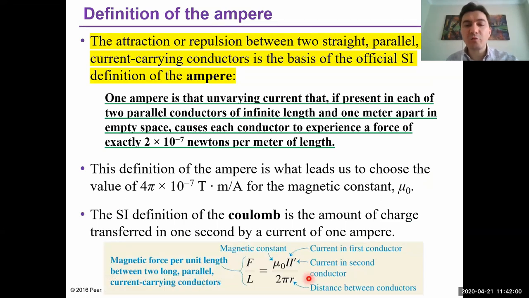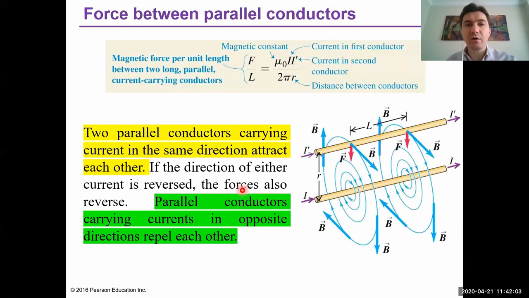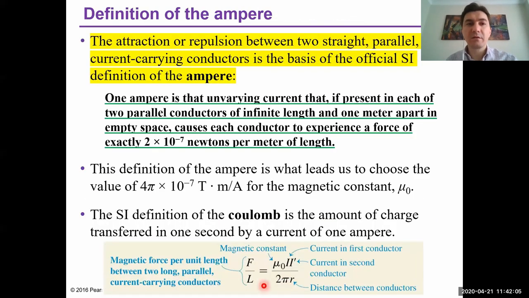Actually, that formula which we have derived now is the basis of the official SI definition of the ampere. We use that ampere unit for the current, right? So what is 1 ampere? By using that formula, you can understand it better. 1 ampere is that unvarying current, you can consider that constant current, if present in each of 2 parallel conductors of infinite length and 1 meter apart in empty space.